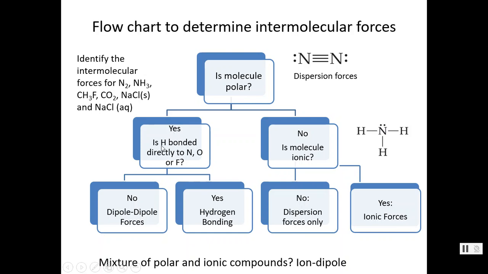Do I have a hydrogen that's directly bonded to nitrogen, oxygen, or fluorine? Yep, I do. I have a hydrogen directly bonded to a nitrogen. So I have not only hydrogen bonding present, but I also have dispersion forces, because dispersion forces, as we said, are present in all molecules. So those are two examples of how to use this flow chart and your knowledge of electronegativity and Lewis dot structures to determine types of intermolecular forces that are present. In the next video, we'll do the rest of these molecules as well as some larger ones as well.